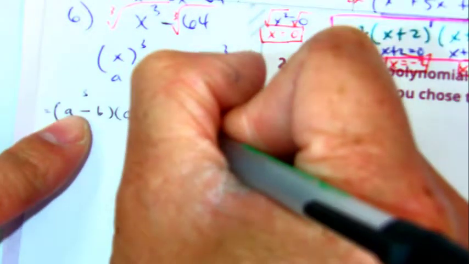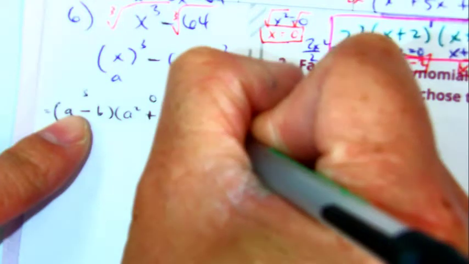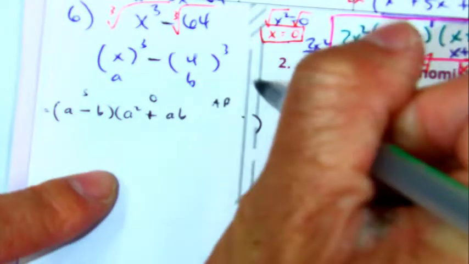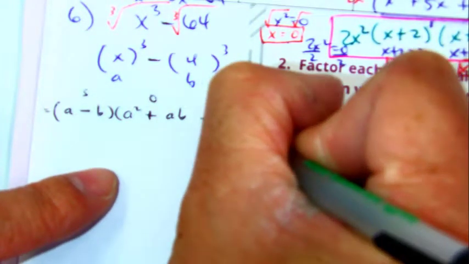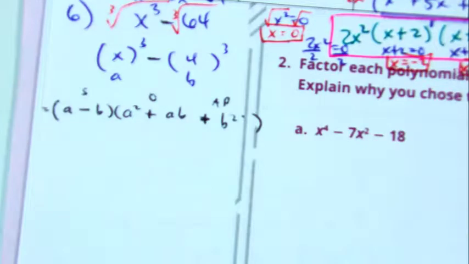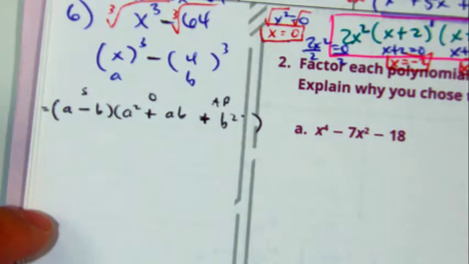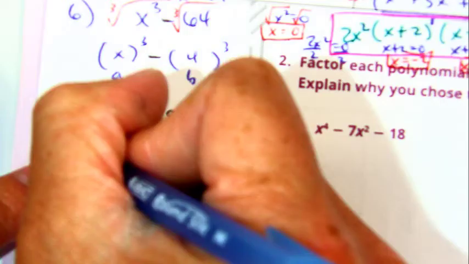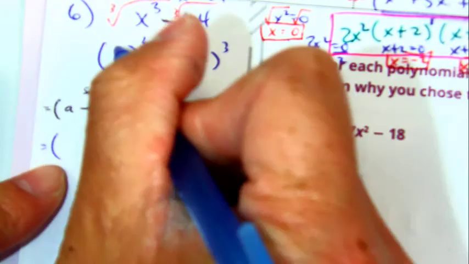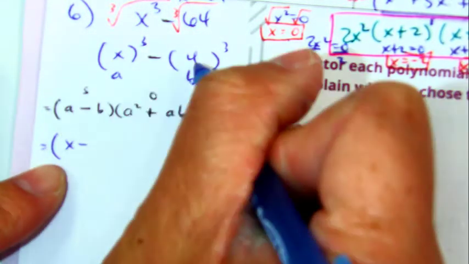So then I have a squared. What's the opposite of negative? Positive. AB. And then AP stands for what? Always positive. That's my b squared. And then I'm just going to do my substitutions. A is x. My b value is 4.